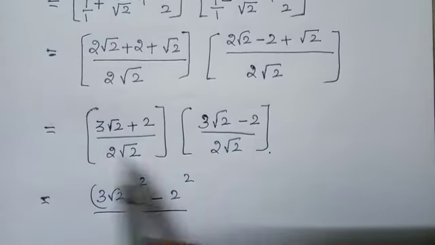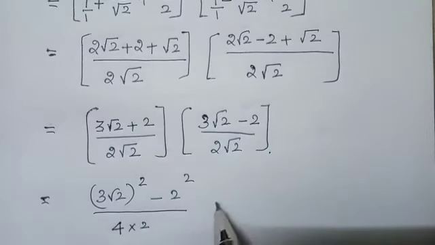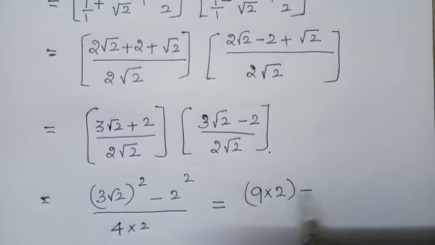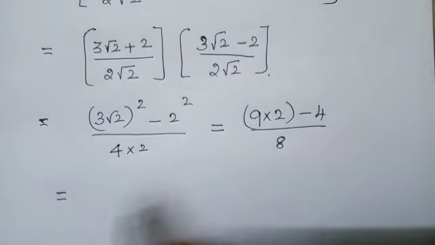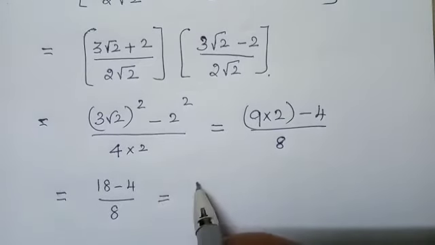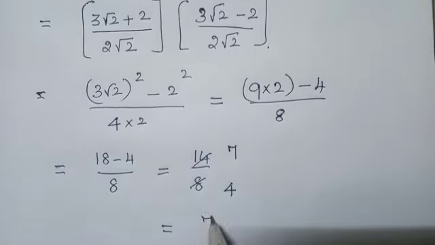So a square minus b square means 3 root 2 the whole square minus 2 square, divided by multiplying these two denominators together: 2 2s are 4, root 2 into root 2 is 2. Here 3 square is 9 into root 2 square is 2, minus 2 square is 4, divided by 4 2s are 8. Which equals 9 2s are 18 minus 4 divided by 8. 18 minus 4 is 14 divided by 8. Cancel by 2, we get 7 divided by 4. So the answer is 7 divided by 4.